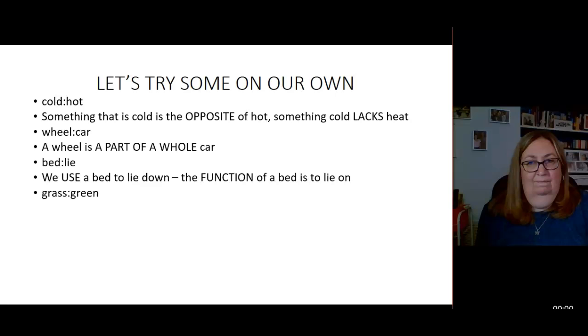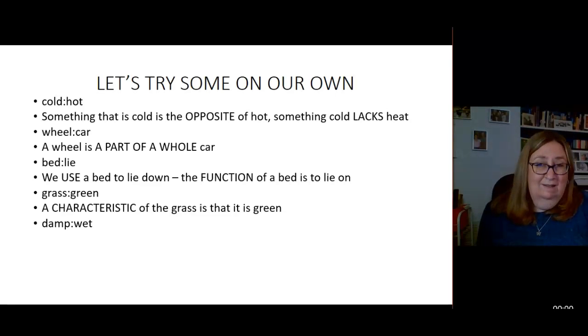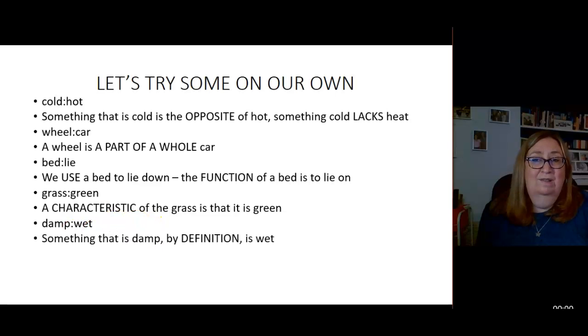Grass is to green. Well, I can describe the grass as being green, or I can say one characteristic of grass is that it is green. So there's our relationship between grass and green. What about the words damp and wet? I've been in a rainstorm, I come in and my shoes are damp. Could I also say I've been in a rainstorm, I come inside and my shoes are wet? I can, because damp and wet are words that mean the same thing. So by definition, or as a synonym, that's our relationship. Something that is damp, by definition, is wet. Damp is a synonym of wet.